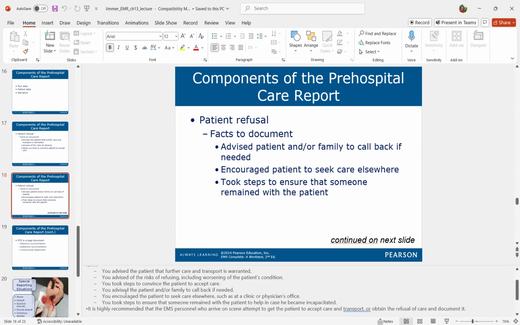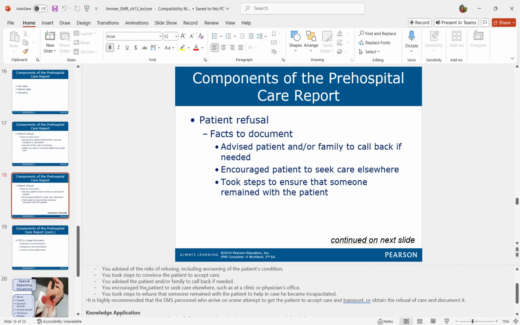And then the last one is, when we do this, if it is a refusal, and we'll talk about reasons why people can refuse coming up eventually here, it's highly recommended that us as EMS personnel who arrive on scene attempt to get them to accept the care and transport. And then when we're documenting the refusal, have a family member and the patient, or law enforcement, somebody other than your partner on scene, sign off on that refusal.